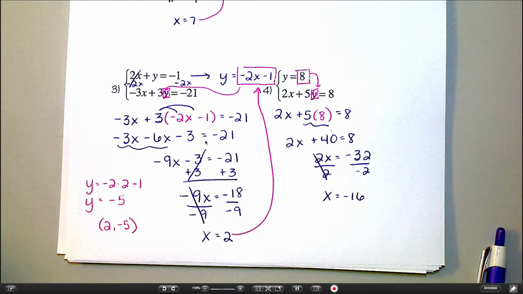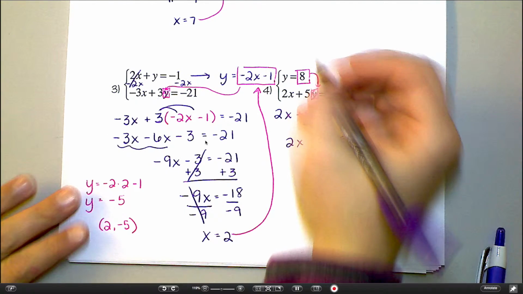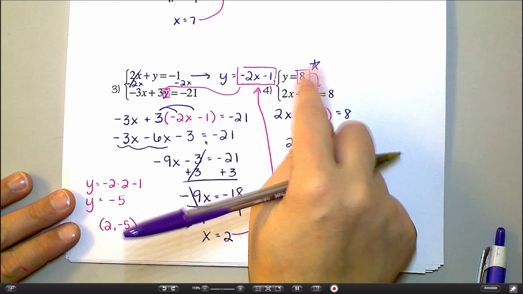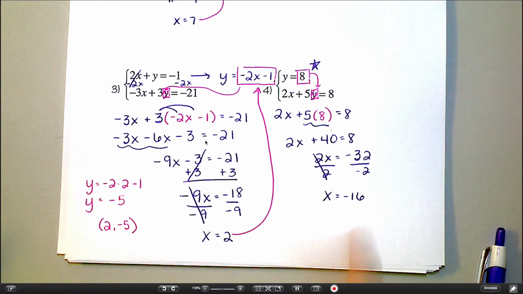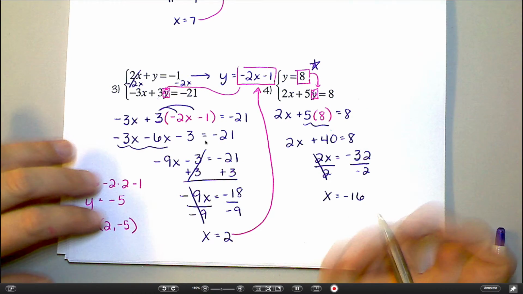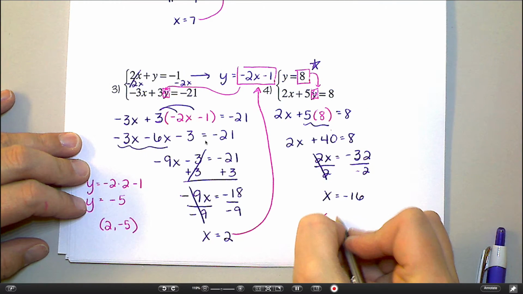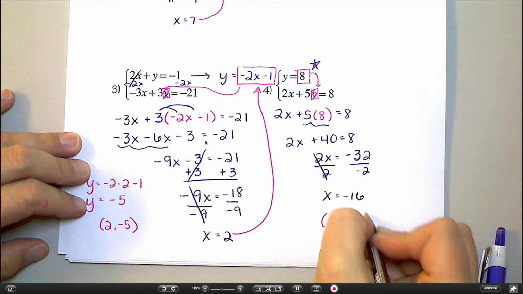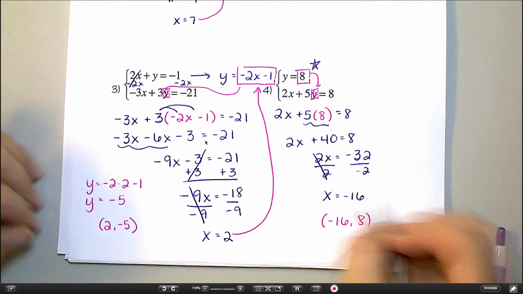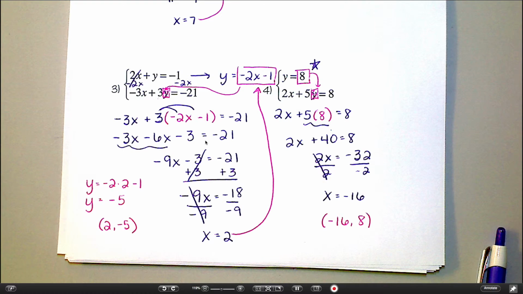Okay, normally this is where we would plug back in for y. But I already have y, right? I already know that y is equal to 8, because what this equation is saying is no matter what x is equal to, y has to equal 8. So when x equals negative 16, y is equal to 8. So my coordinate is negative 16 comma 8. Okay, that is just the plain old, plain Jane, straightforward substitution. I like that.